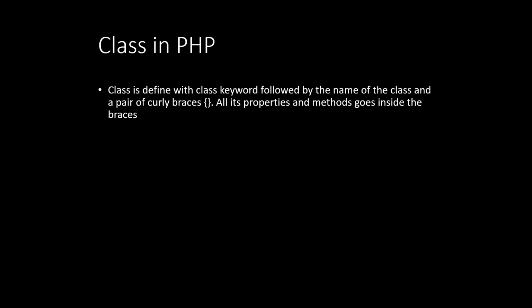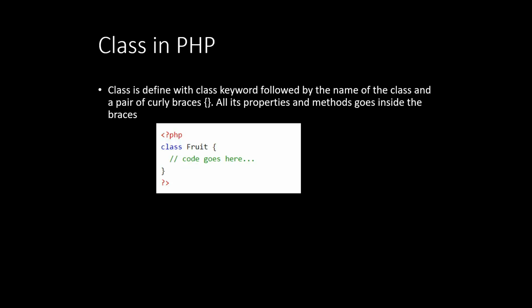In PHP, a class is defined with the class keyword followed by the name of the class and a pair of curly braces. All its properties and methods go inside the braces. In PHP, creating a class is very simple. Just write the class keyword and after that name the class. For example, here the fruit class is created, and inside its body we can write its properties, methods, and do everything with that class.